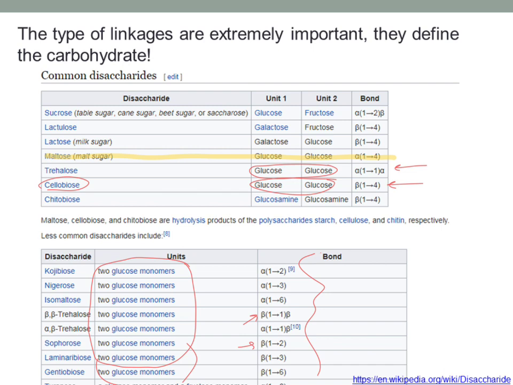So I hope that gives you a little better idea of what a disaccharide is, the 3 main ones that I want you to know. I want you to know just general information about them and how to identify what type of glycosidic linkage you have. That's a very important piece.